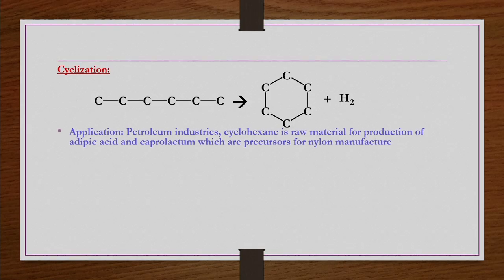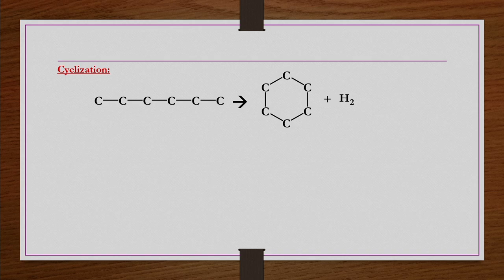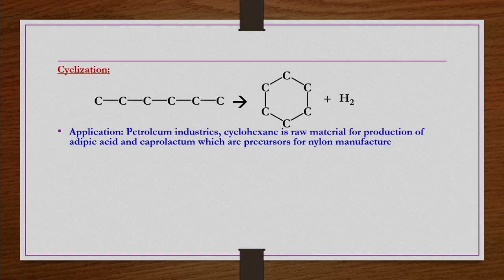Cyclization reaction: in general, linear organic molecules, if you remove hydrogen by some means, then there is a possibility of cyclic molecule formation. So let us say this component, if you remove hydrogen by some means, then it is possible that you can get cyclohexane. From n-hexane, you are getting cyclohexane. This cyclohexane is very common in petroleum industries. It is also raw material for production of adipic acid, caprolactam, which are precursors for nylon manufacture, etc.